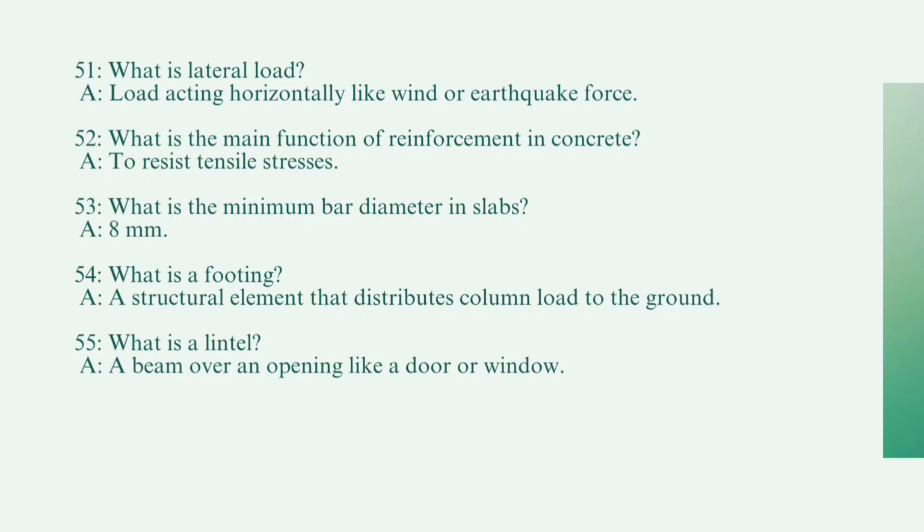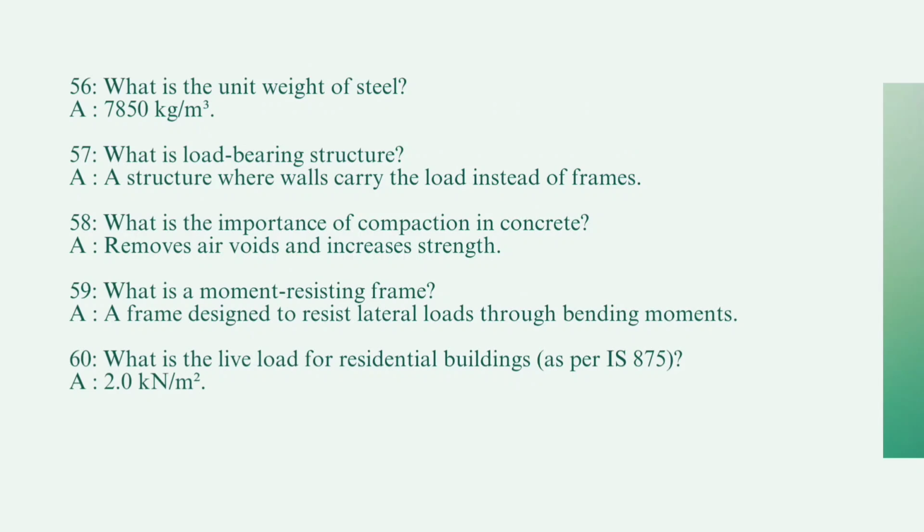A structural element that distributes column load to the ground is nothing but the footing. The next is, what is a lintel? A beam over an opening like a door or window is called a lintel. Now next is, what is the unit weight of steel? And it is 7850 kg per cubic meter. Next, what is a load bearing structure? A structure where the walls carry the load instead of frames.